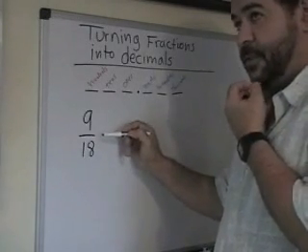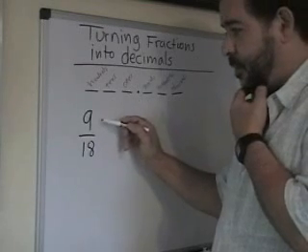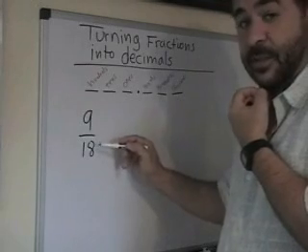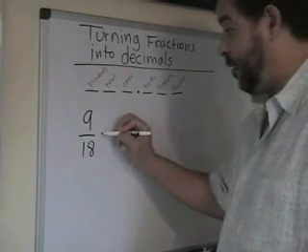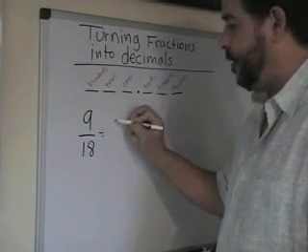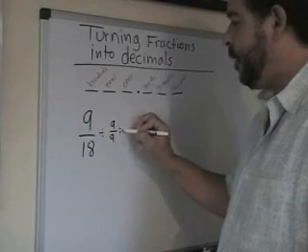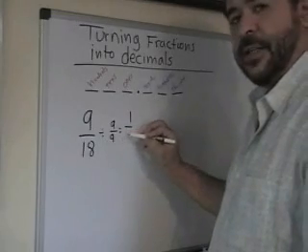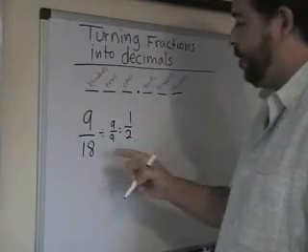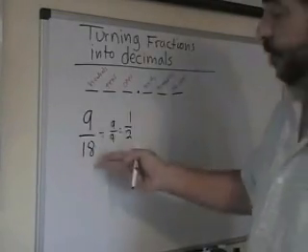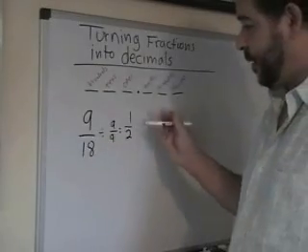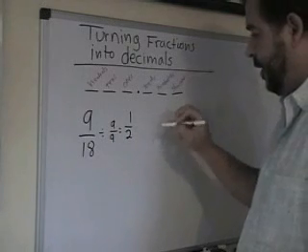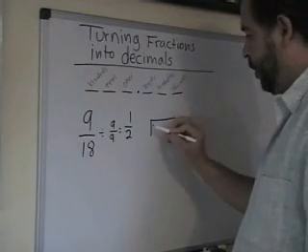7 doesn't go into either. 8, no. 9 goes into 9. And 9 goes into 18. So I'm going to divide both of these by 9. 9 divided by 9 is 1. 18 divided by 9 is 2. So if you weren't able to tell right off the bat that this was 1/2, there you have it, 1/2. So 1/2. Let's go ahead and try that division way.